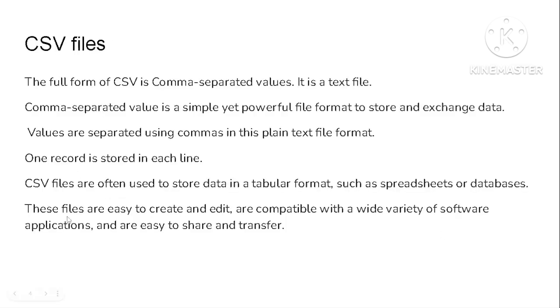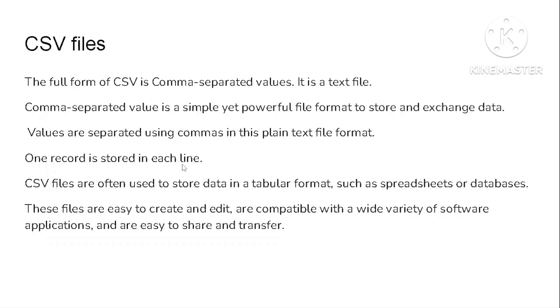And what are CSV files? A CSV file is also a type of text file. It is actually a text file. The only thing is, a text file just consists of raw information, whereas a CSV file consists of records, that is rows and columns, which are typed in a text file. I'll show you a simple example. Comma separated values, right? The values are separated using commas in the same text file format. And one record is stored in each line.